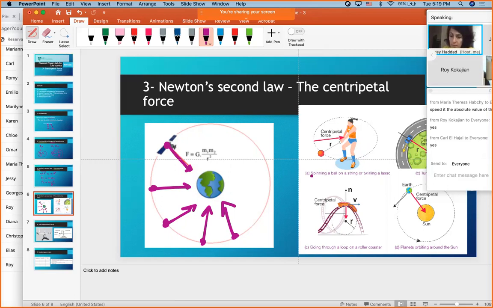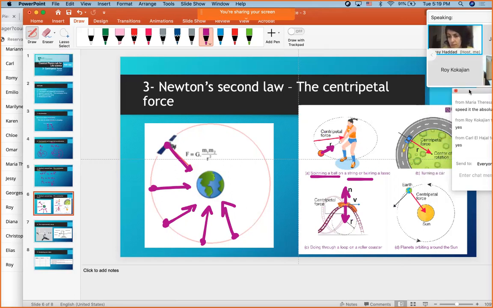Here, the girl is spinning a ball on a string. So the tension in the string will be the centripetal force. The centripetal force is the resultant of the weight and the normal. Obviously, the normal is a little bit smaller than the weight for the centripetal force to be downward, and so on. I believe this is a very interesting example.